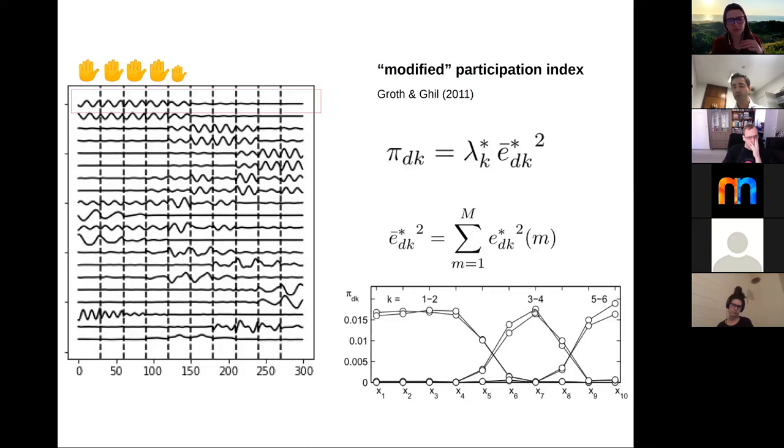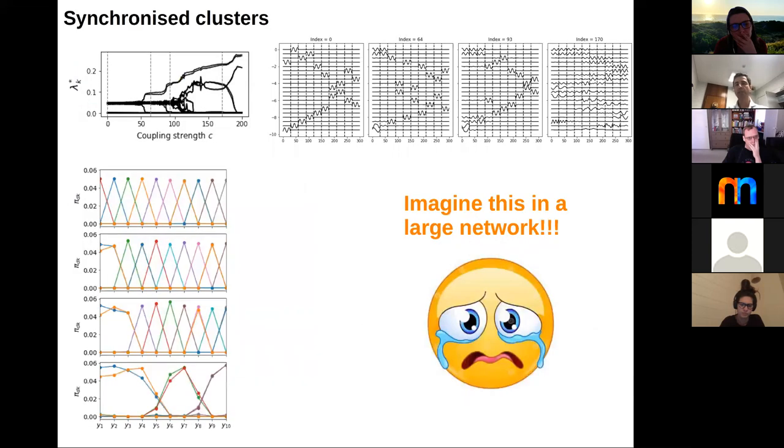And then you have another eigenvector here, 3, 4, with a higher participation index for oscillator 7, a little bit smaller for 6 and 8. So maybe you can consider this another cluster of phase synchronized oscillators. So you have one cluster here, 1, 2, 3, 4, a little bit less for 5, then another cluster and another cluster. So that would be the way to infer about the synchronized clusters. So imagine this in a large network. Here are the modified participation indices for these 4 different conditions, 4 different coupling strengths. This is just for 10 oscillators.